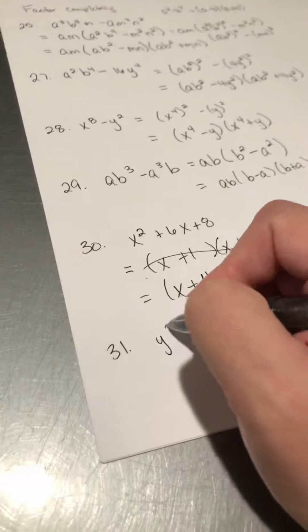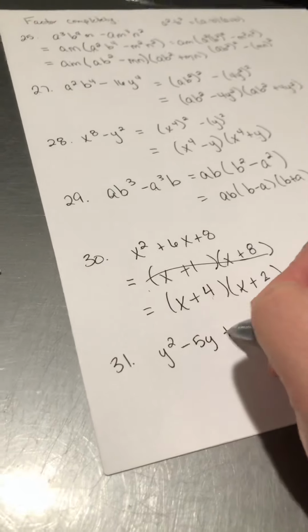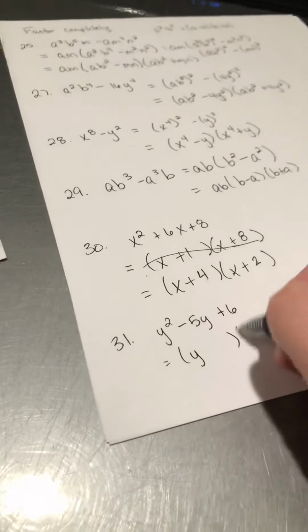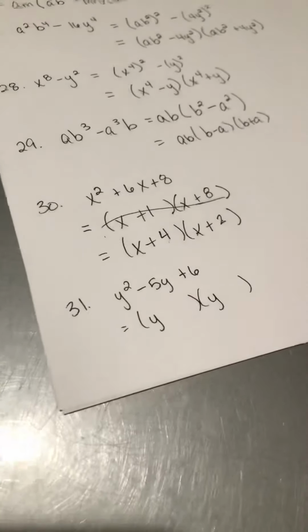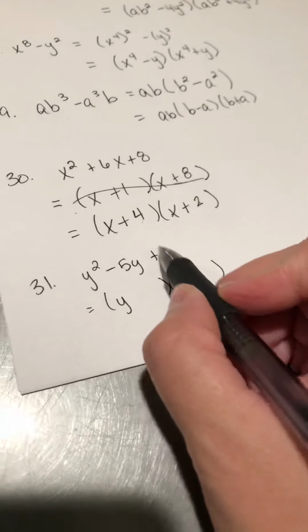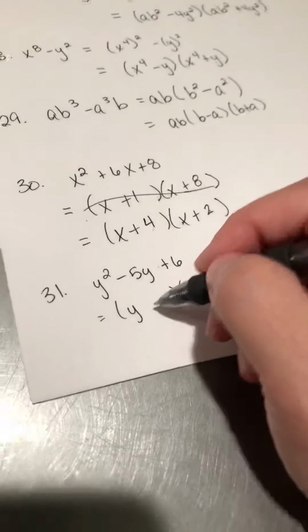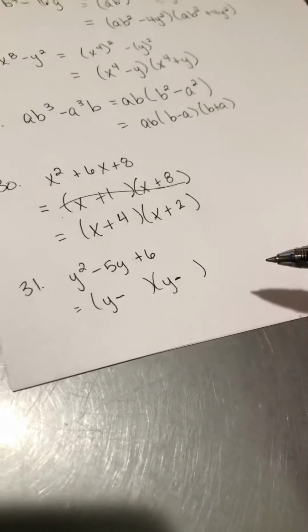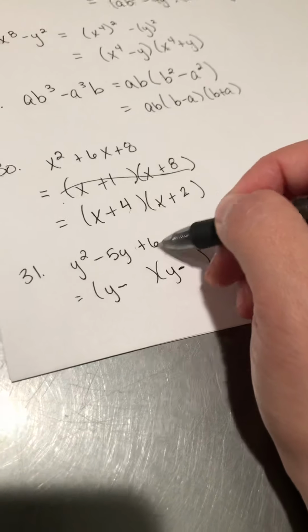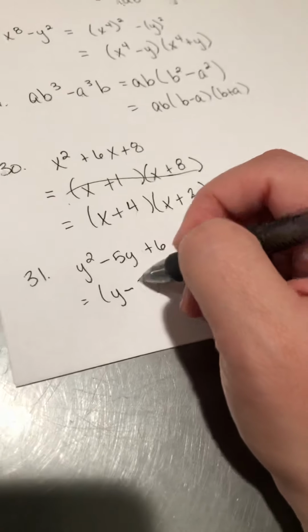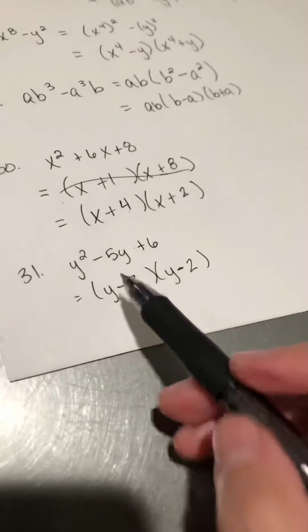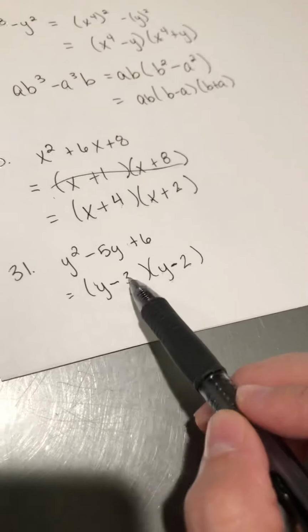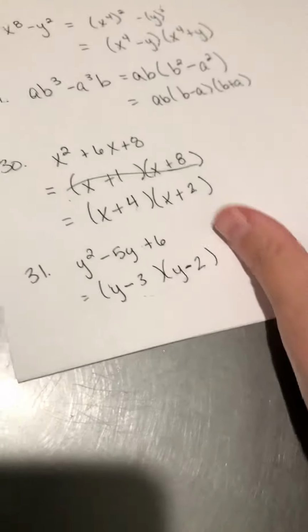So I've got y squared minus 5y plus 6. Again, to get y squared, I have to do y times y. And if I've got this a positive, but this is a negative, that means the two numbers I'm multiplying have to multiply to a positive, so they both have to be negative, and then add to a negative. So the two factors that multiply to a positive 6, but add to a negative 5 would be negative 3 and negative 2. Again, check it, y squared minus 2y minus 3y gives me minus 5y, minus 3 times minus 2 gives me positive 6.